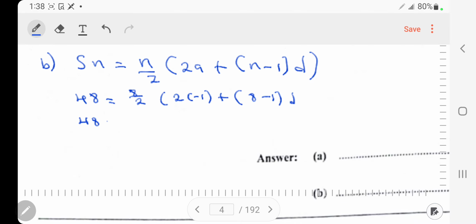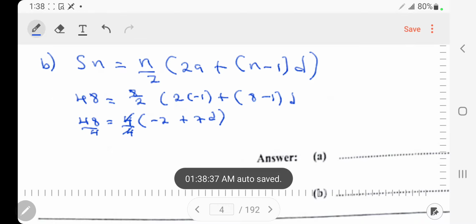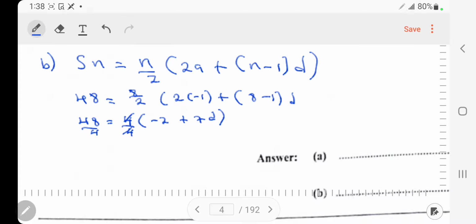So we have 48 should be equal to 8 divided by 2, which gives you 4. Then 2 by negative 1 will give you negative 2. Then we have plus 8 minus 1, which gives us 7, then times this d, which is our 7d, like that. Then from here we can divide by 4. So 48 divided by 4 will give us 12.